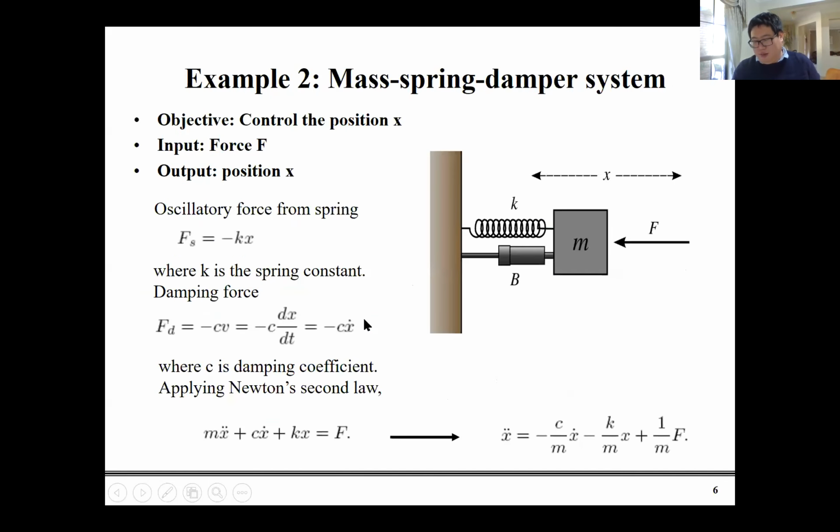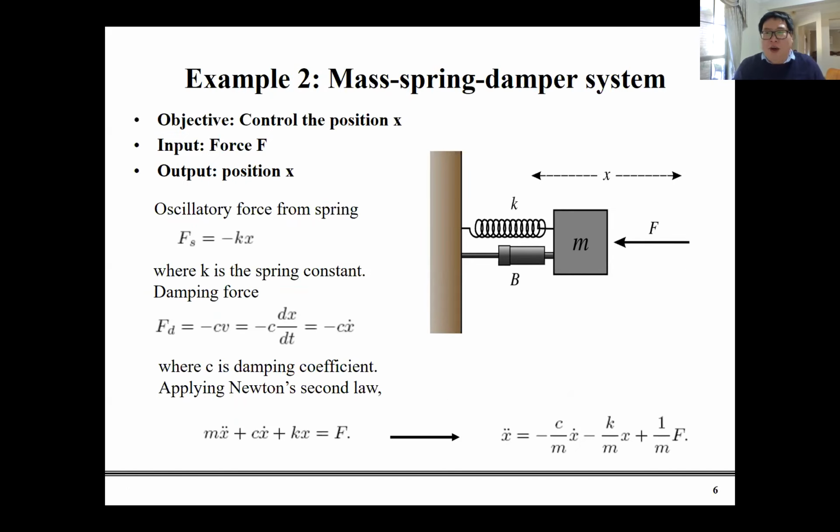Then let's go to example 2. Example 2 is the mass spring damper system, which means here is a mass, which is M, and here's a spring, and here's a damper B. And we use a force F to push the mass. In this case, we can also use Newton's second law.